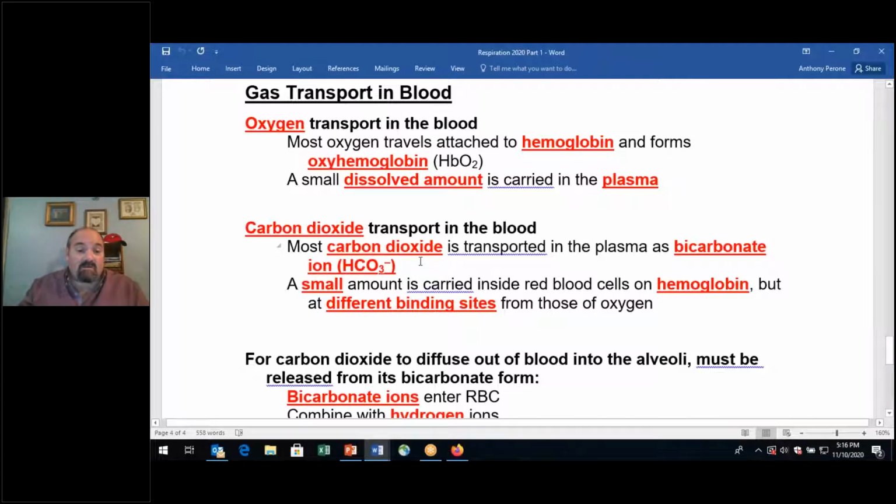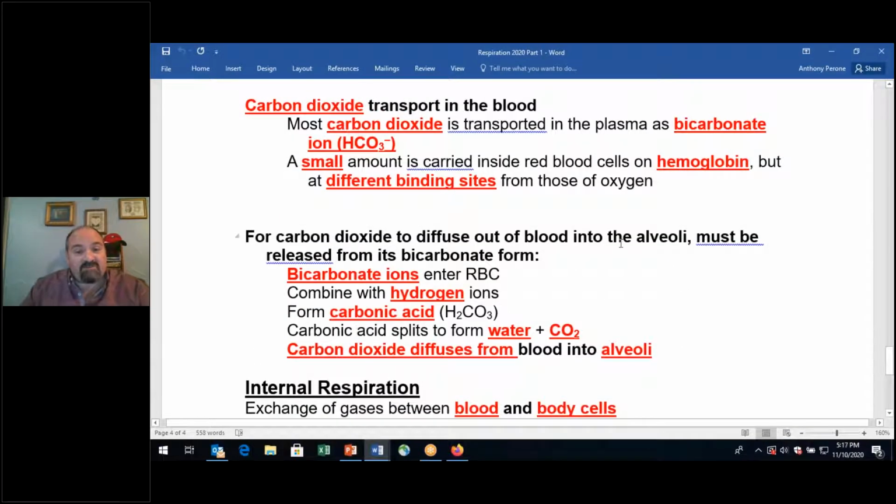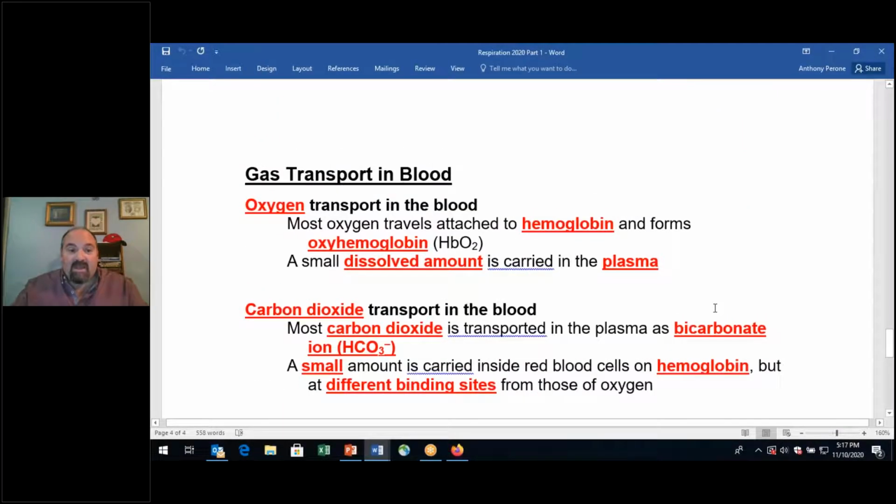It's an anion, okay. And so what will happen is that when it comes time for the CO2 to be leaving the cardiovascular system, that bicarbonate will interact with the erythrocyte and become CO2, and all the CO2 will then leave the blood. Look here where it says, for carbon dioxide to diffuse out of the blood into the alveoli of the lungs, it must be released from its bicarbonate form, like I just said, right? So bicarbonate will enter the red blood cell, combine with hydrogen ions, and form carbonic acid, H2CO3. Carbonic acid, this H2CO3, will split and form H2O and CO2. Okay? And CO2 will then diffuse from the blood into the alveoli. So this is what's going on as far as the gas transport.